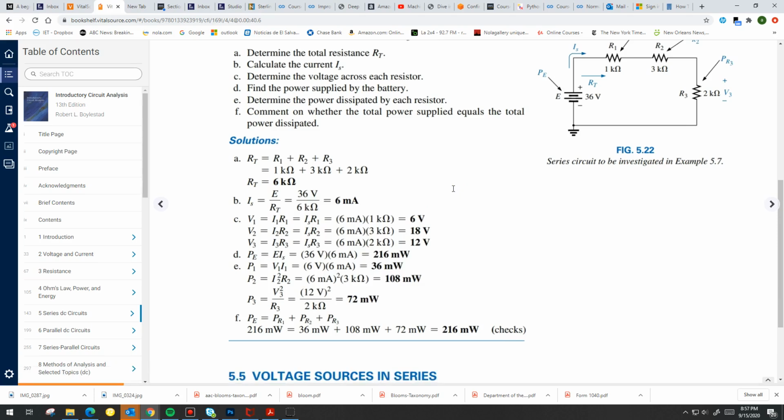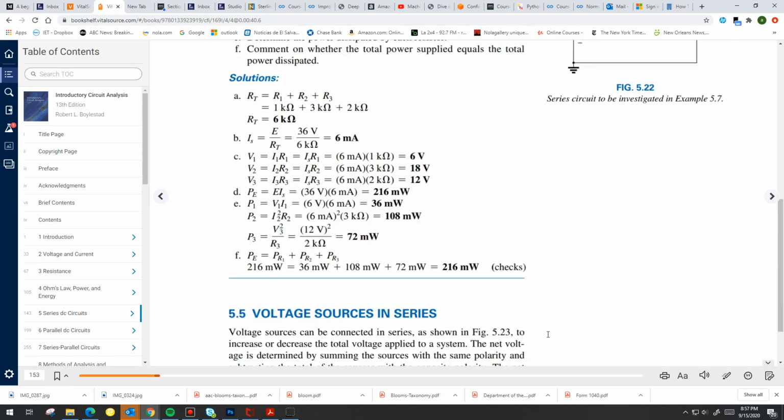And the last thing is, what happens when you compare the total power supplied to the power dissipated by the individual resistances? By conservation of energy, the power supplied has to be equal to the addition of the individual power absorbed or dissipated by each of the resistors. And so the individual power absorbed by each resistor, 36 plus 108 plus 72 milliwatts, has to be equal to the total power being supplied by the source, which is 216 milliwatts.